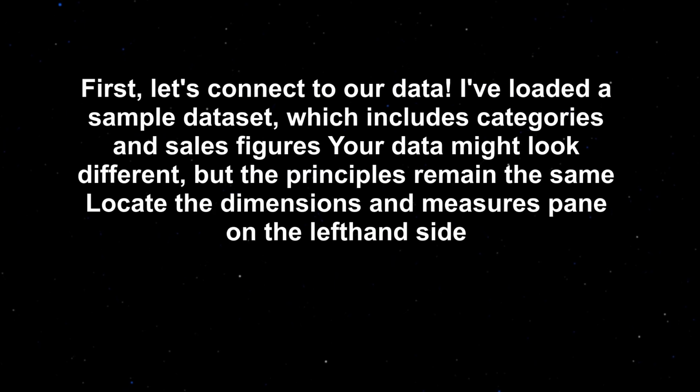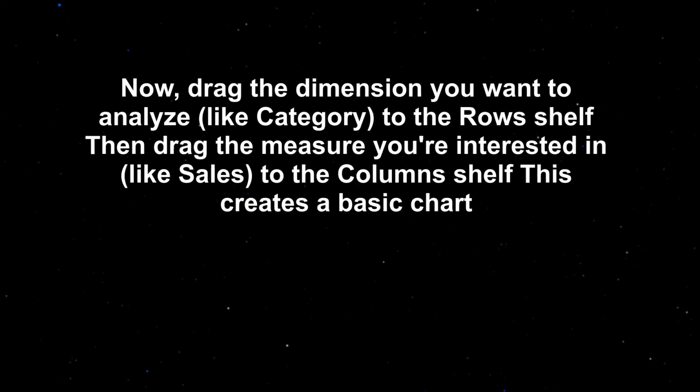Locate the dimensions and measures pane on the left-hand side. Now, drag the dimension you want to analyze, a category, to the rows shelf, and drag the measure you're interested in, like sales, to the columns shelf. This creates a basic chart.